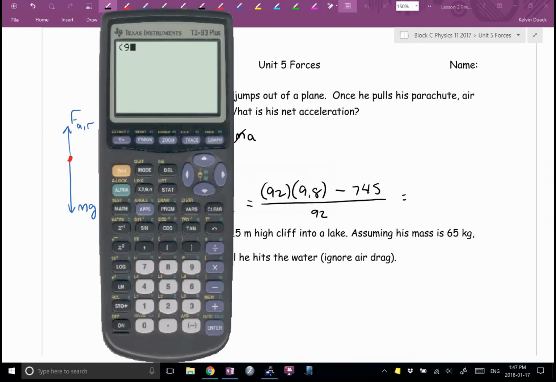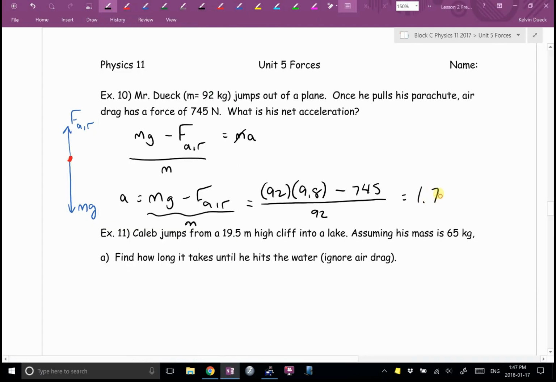On my calculator, bracket 92 times 9.8 minus 745. Close off the top, divided by 92. 1.7? And it's an acceleration, meters per second squared. So I'm still speeding up.